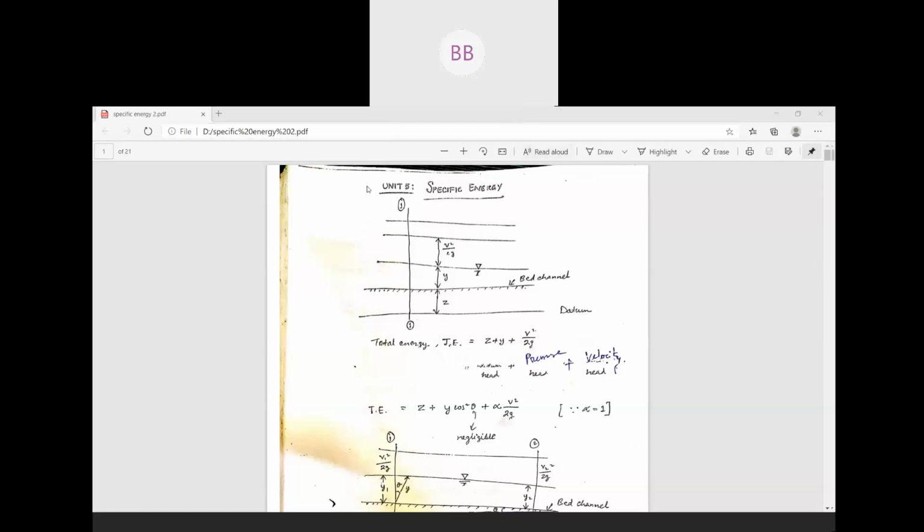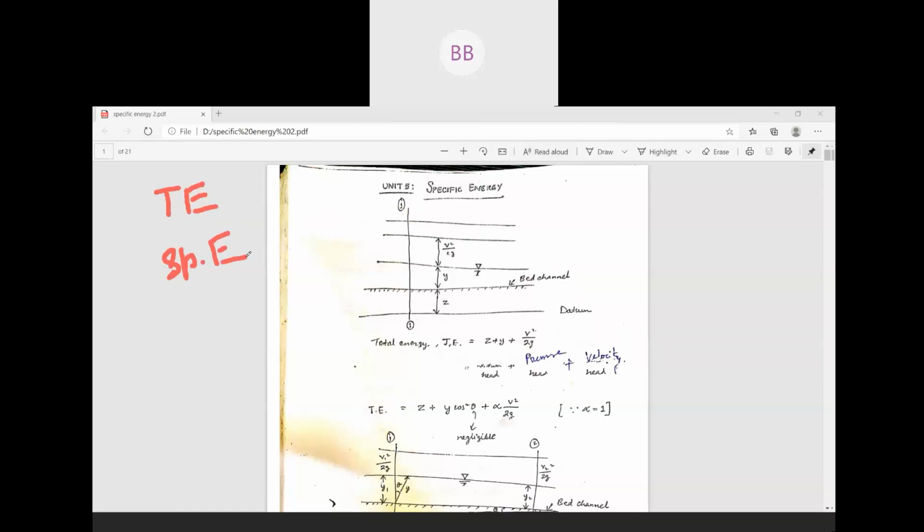So, here we are going to start our third unit, that is your specific energy, and this is a very important unit. When you go for competitive exams, you can find maximum questions in water resources related to specific energy. I think we have already discussed specific energy and total energy. I hope you remember we have two energies, one is total energy and one is specific energy.